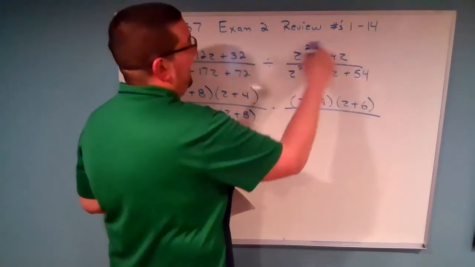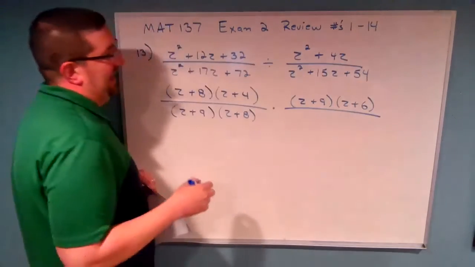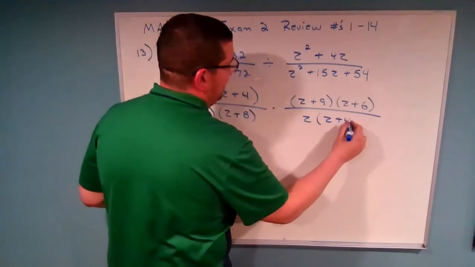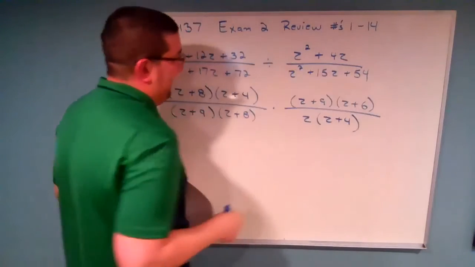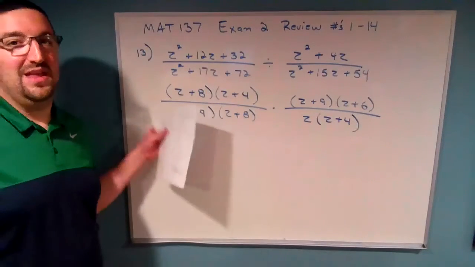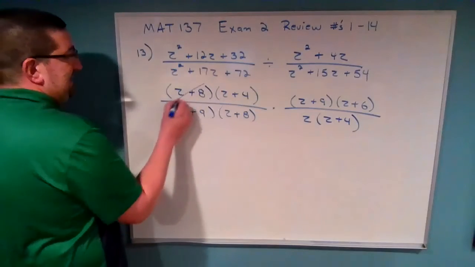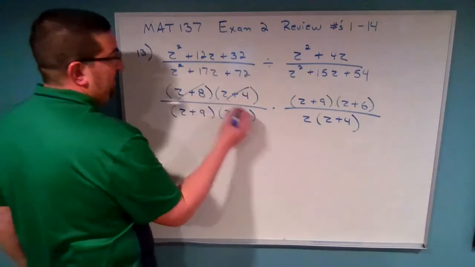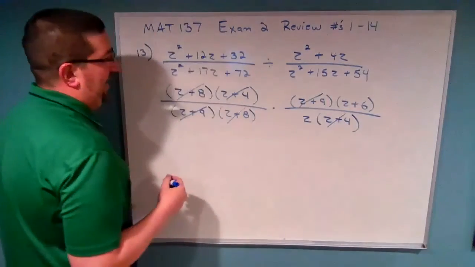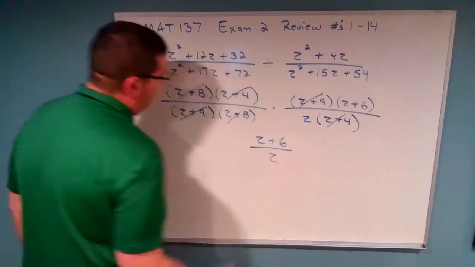And then I'm going to factor the numerator and put it in the denominator because I am flipping that last fraction. That's going to be z times z plus 4. Pulling out the GCF there of z. Now what's left is I just have to cancel if it's the same in the numerator and the denominator. So I see a z plus 8. I see a z plus 4. I see a z plus 9. And I'm left with z plus 6 over z.